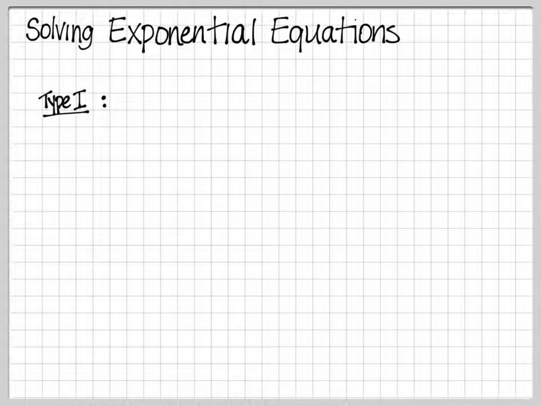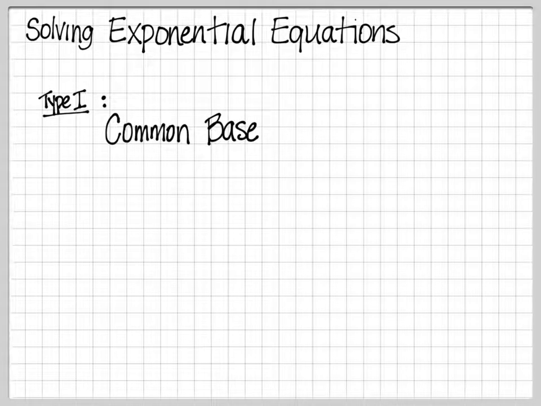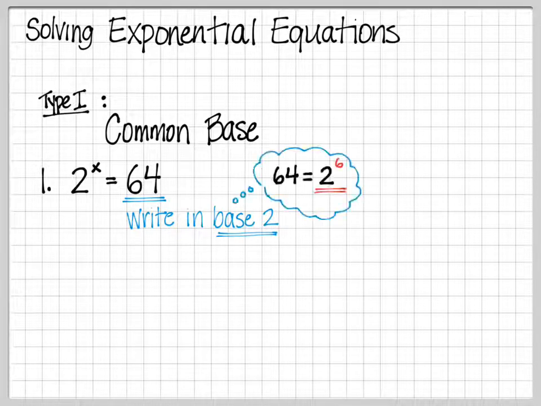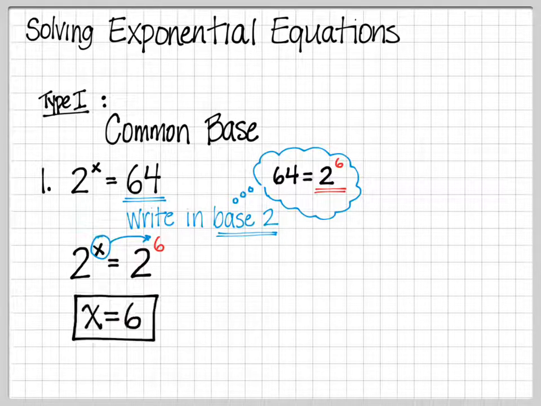So, solving exponential equations of the type 1 variety, and what I mean by that is ones where they can be seen as common bases. So here's the first problem. You've got 2 to the x equals 64. And we think about 64, and can we write that in base 2? And we think real hard and say, oh wait, 64 happens to be 2 to the 6th. And so therefore I can write this as 2 to the x equals 2 to the 6th. Since the bases are the same, their exponents must be equal. So x must equal 6. And that's the end of the problem.